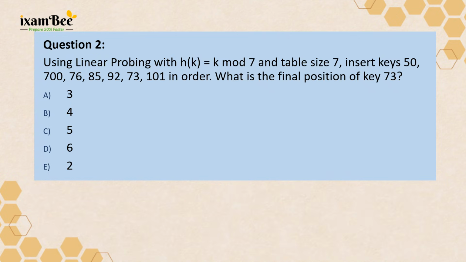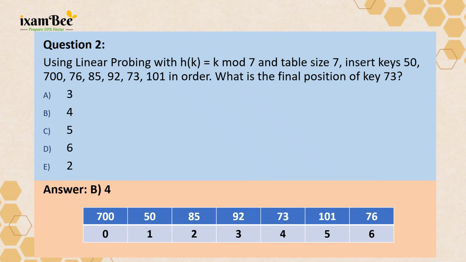In this next question, using linear probing with hash function k mod 7 and table size as 7, you have to insert the given keys in order and then you have to find the final position of key 73. The answer to this question is B, 4. Here you see how the keys are inserted into the table. So 73 gets the position which is 4.